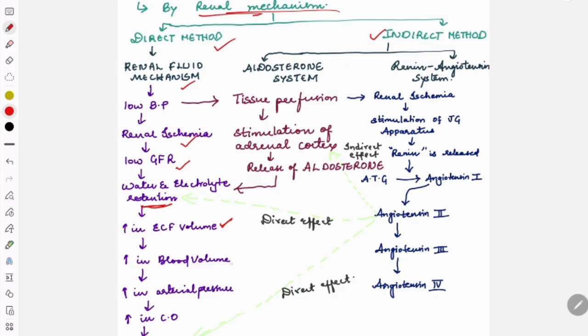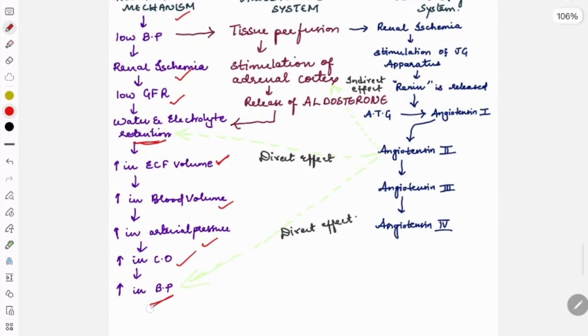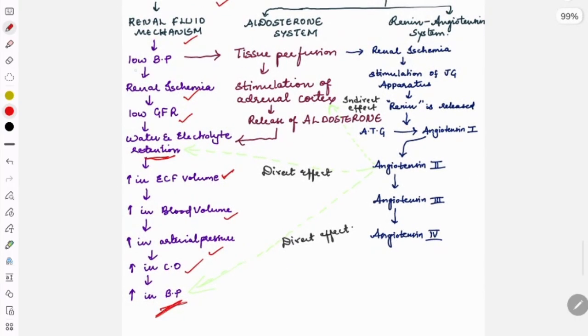So as the ECF increases, the blood volume also increases. As blood volume increases, the arterial pressure increases. As the arterial pressure increases, cardiac output increases. If the cardiac output increases, ultimately the BP will increase, and this is how the decreased BP comes back to normal through the renal fluid mechanism. Okay, this is the direct method. Now what is the indirect method?